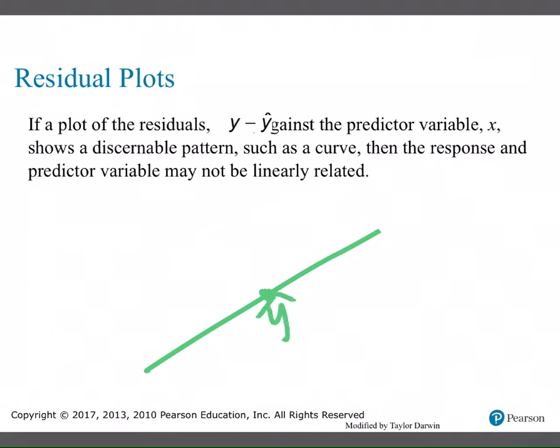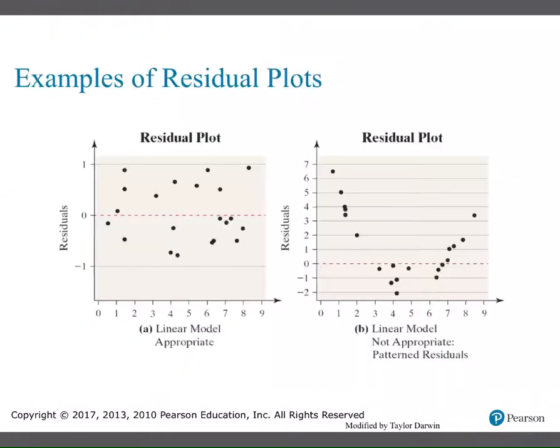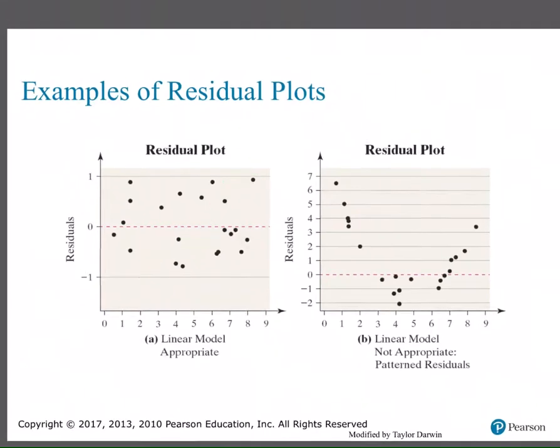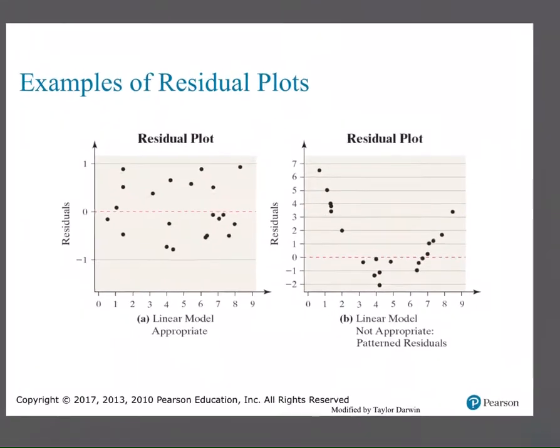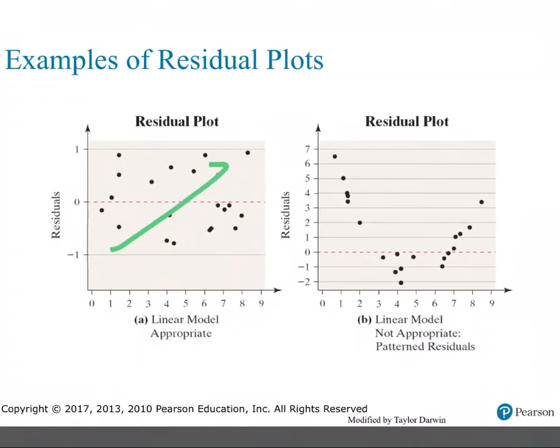My y hat is the one on the line, and my y is what I actually got, so how far away it is from the line. A residual plot basically takes what a linear model used to be and puts it horizontally. So let's say that was my line, and then I wanted to do a residual plot, so I'm going to turn it to where it looks like this pink line.